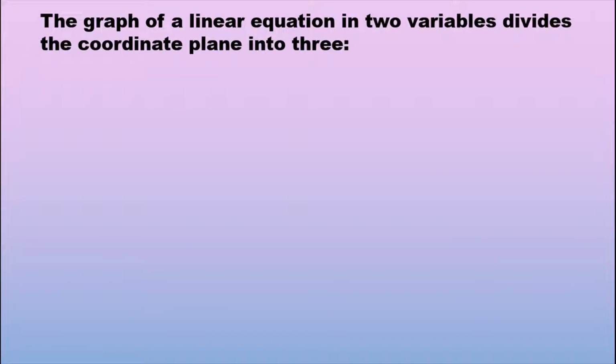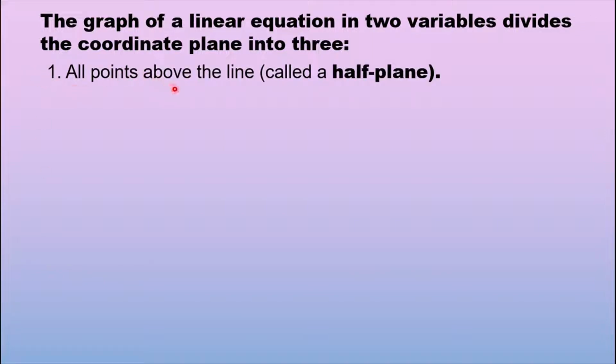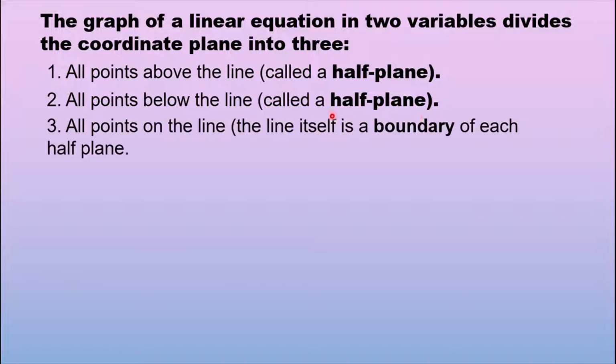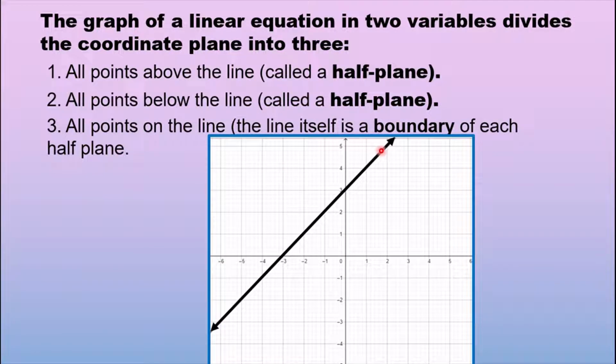So, the graph of a linear equation in two variables divides the coordinate plane into three. First, all points above the line called a half plane. Second, all points below the line called a half plane. Third, all points on the line itself is a boundary of each half plane. So, pag-graph ng ating linear equation in two variables, it looks like this. We have a boundary line, the half plane above the line, and the half plane below the line. So, ito lang yung graph ng ating linear equation in two variables.